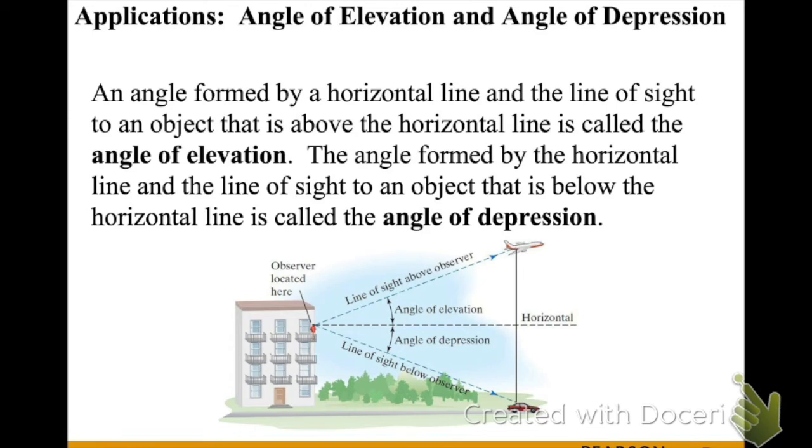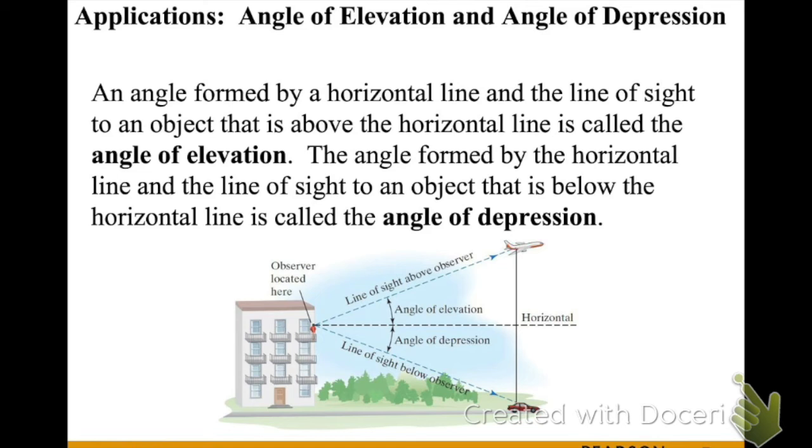Angles of elevation and depression. An angle formed by a horizontal line and the line of sight to an object that is above the horizontal line is called the angle of elevation. So in this example right here, we see a little person standing on a balcony. They're looking straight ahead along that horizontal dashed line. If they look up at the airplane, that's an angle of elevation.